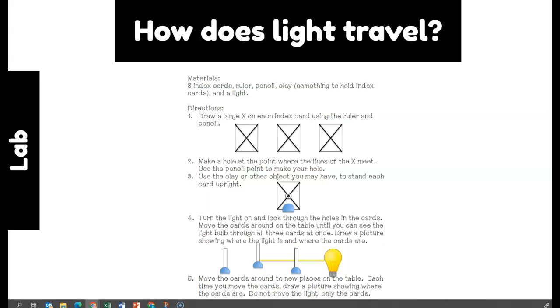Then move the cards around to a new place on the table. Each time you move the cards, remember you're trying to get the light to shine through all 3 cards at one time. Don't move that light, just move the cards around to a different place and see what it looks like as you see the light coming through all 3 cards at one time. Go ahead and do this experiment and then upload your pictures on the PowerPoint that is attached to this lesson.